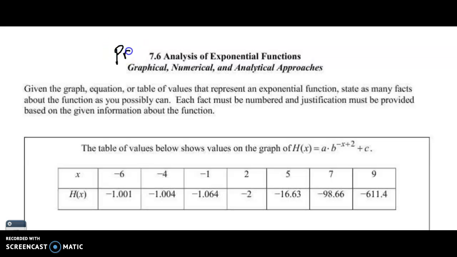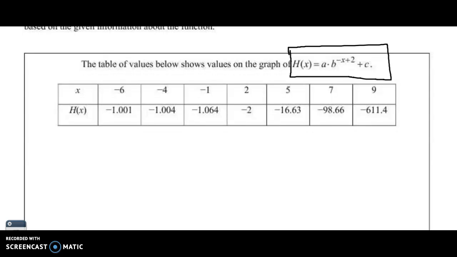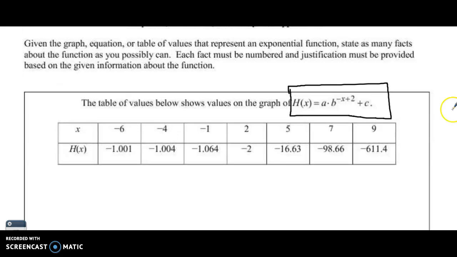Hey pre-calc, we are going to finish up with section 7.6, and we're just going to be doing exponential functions based off of this clue and these tables to be able to answer these questions. What we'll be doing in this first problem is trying to figure out what your A, B, and your C values are, and please notice that we have it implied in the directions that we have this exponent of negative x plus 2.